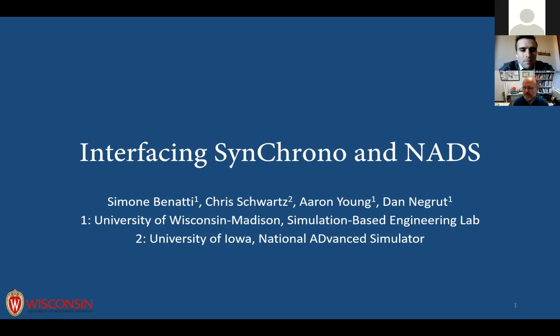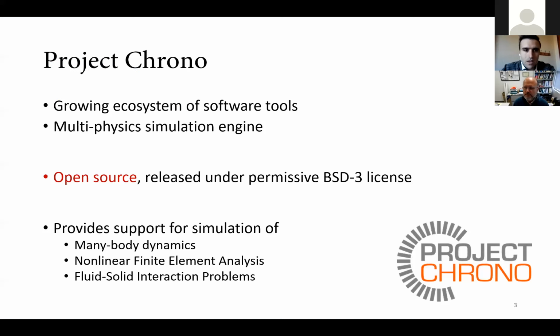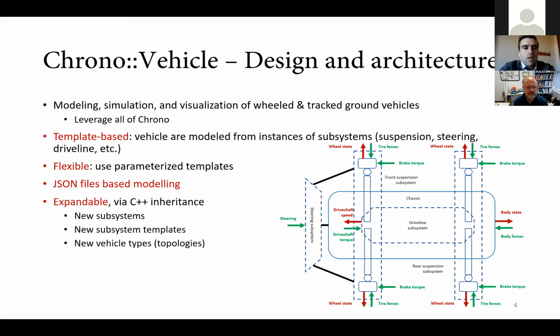So I will talk about this project of interfacing SynChrono and NADS. Let me first introduce what Chrono and SynChrono are. Chrono is a multi-physics simulation library. It's implemented in C++. It's open source on an extremely permissive license. It features support for a variety of physics problems, but we will focus on a subset of these that are of our interest. Speaking of Chrono::Vehicle, which is the Chrono submodule to simulate vehicle dynamics.